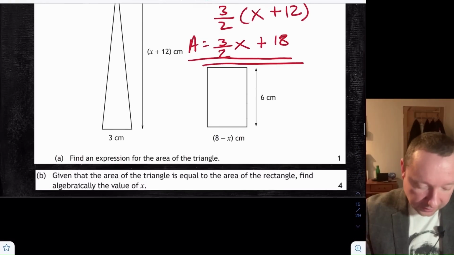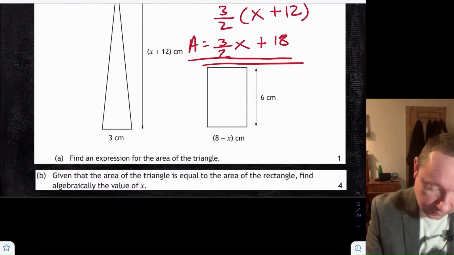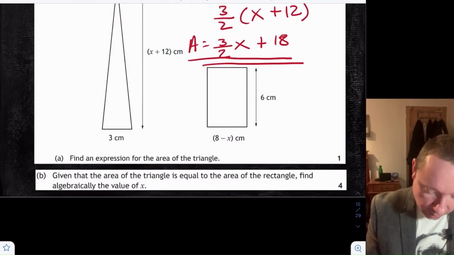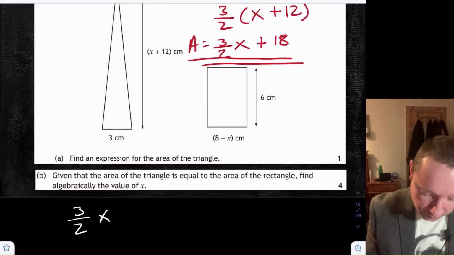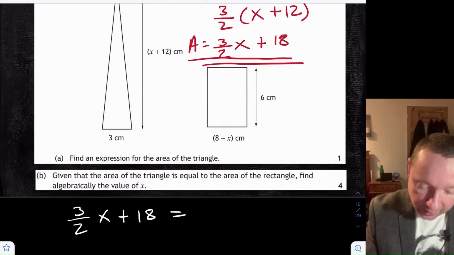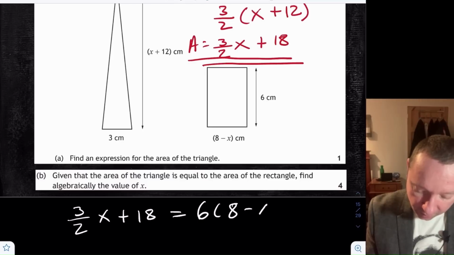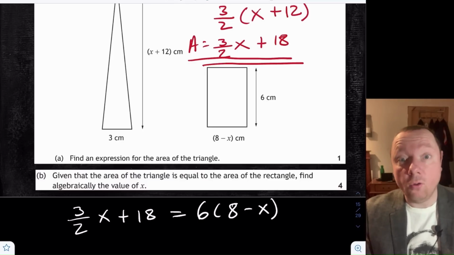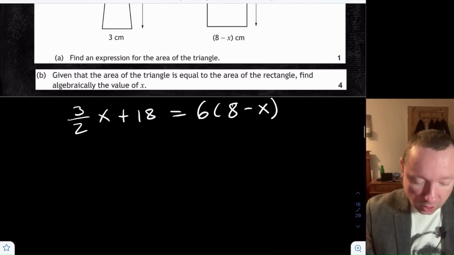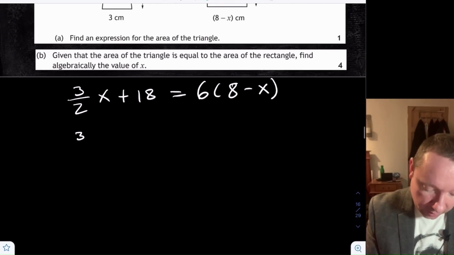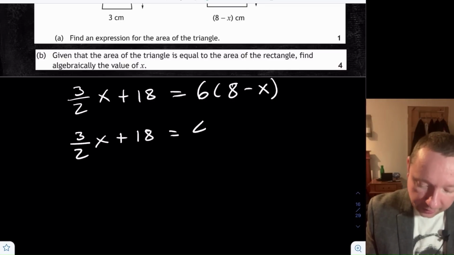And then part B says, given the area of the triangle is equal to the area of a rectangle, find the value of x. So we already know the area of a triangle is 3 over 2 x plus 18. And that equals the rectangle, this times this. So in other words, 6 times 8 minus x. If we can get that far, then we're good to go. We just need to solve our equation, okay? So let's start working on this. We've got 3 over 2 x plus 18 equals 48. 8 times 6 is 48, and 6 times x is 6x.